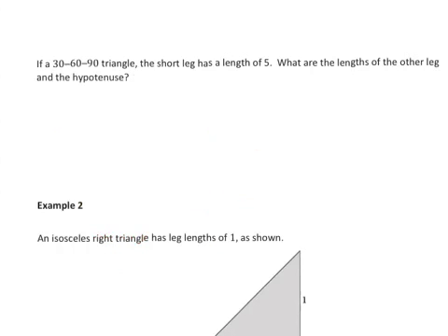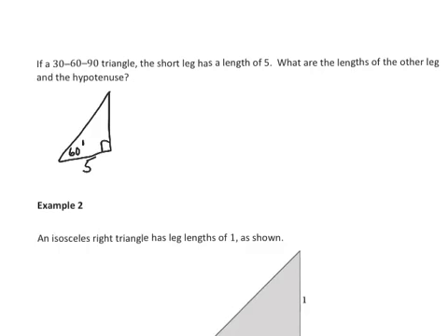Okay, let's try another example. If the short leg has a length of 5, what are the lengths of the other leg and the hypotenuse? So when you have this special triangle, all I need is one dimension and I'll find the others.